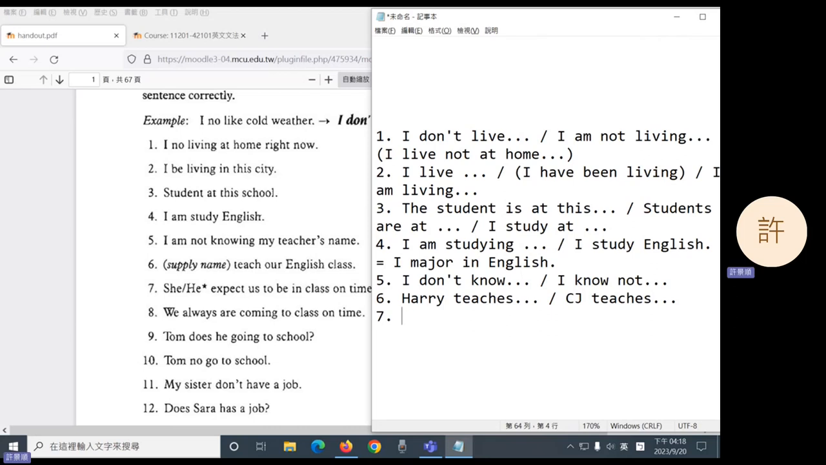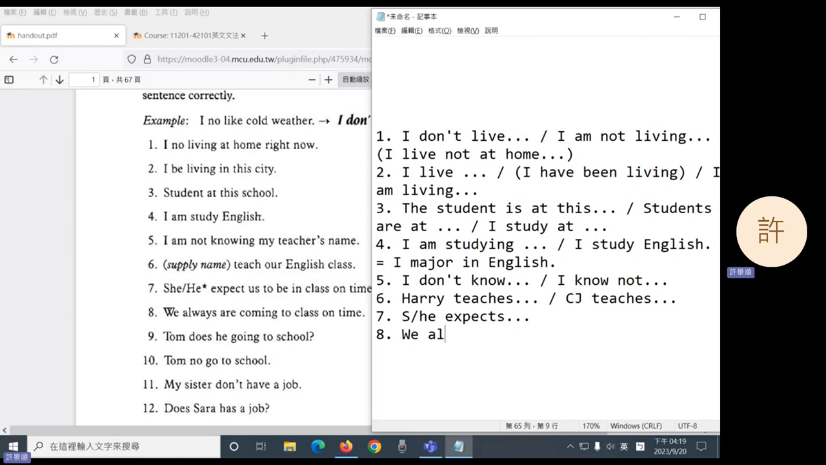Number seven, he or she expect us to be in class on time. What is one possible answer? Good. Expects. That is the best answer for this question. Number eight, we always are coming to class on time. What is one possible answer? Yes.